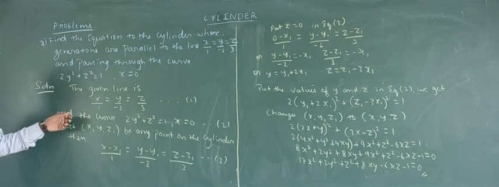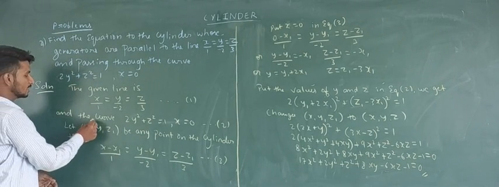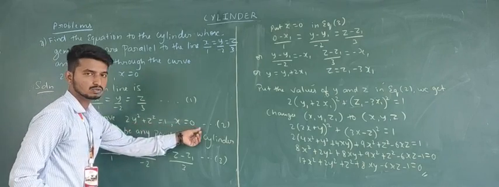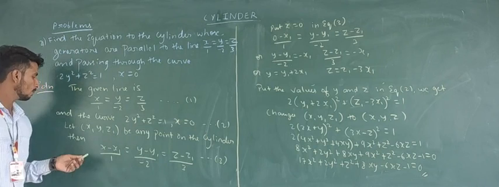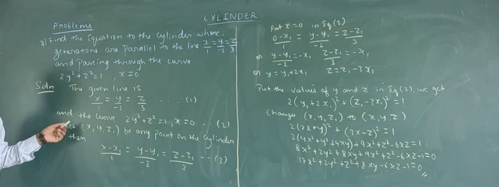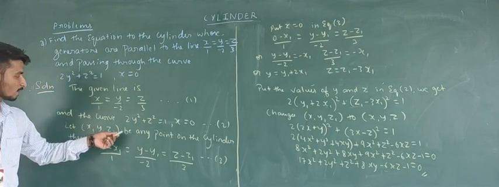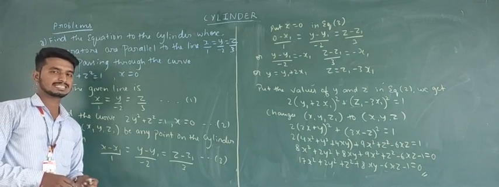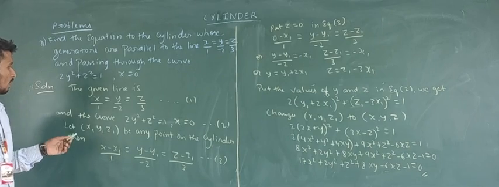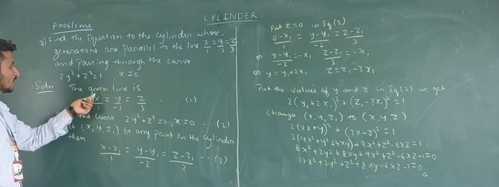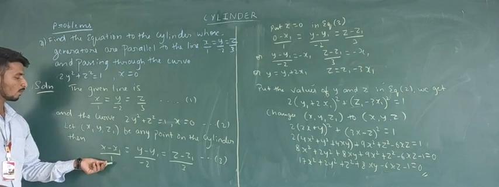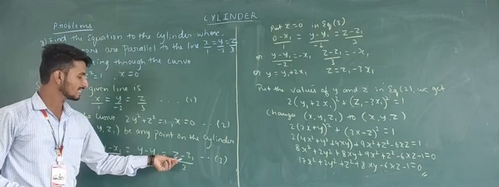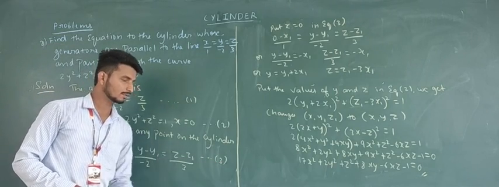Next, the curve. They have given the curve equation as 2y square plus z square equal to 1 and x equal to 0. We will denote this as equation 2. Next, let x1, y1, z1 be any point on the cylinder. Now the equation of the generator line will be x minus x1 divided by 1 equal to y minus y1 divided by minus 2 equal to z minus z1 divided by 3. We will denote this as equation 3.